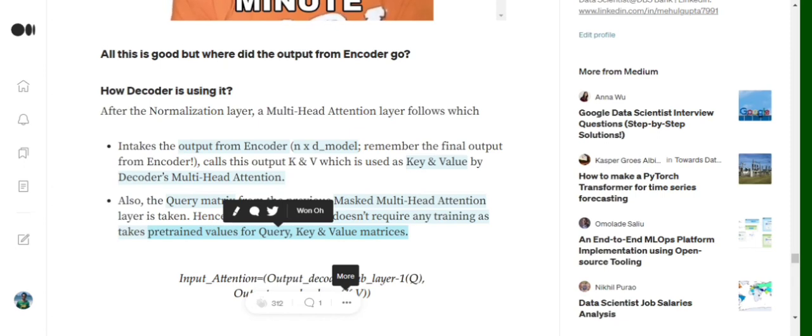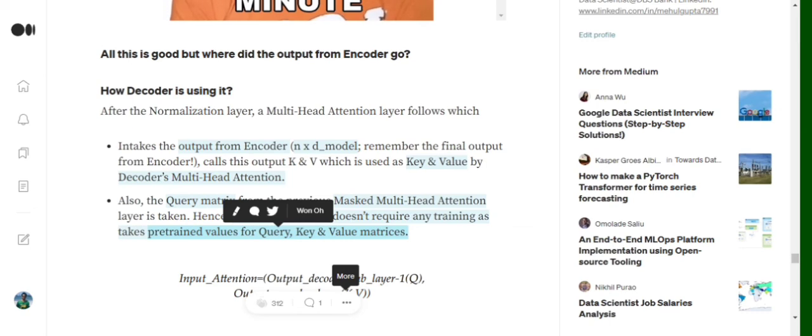Now, the major query that remains is how we are using the output coming from the encoder in the decoder. In the multi-head attention layer present in the decoder's architecture after the masked multi-head attention, the output of the encoder, that matrix we get for attention, is considered as the key and the value matrix. Makes sense? And the query matrix is taken from the masked multi-head attention layer that comes before it.